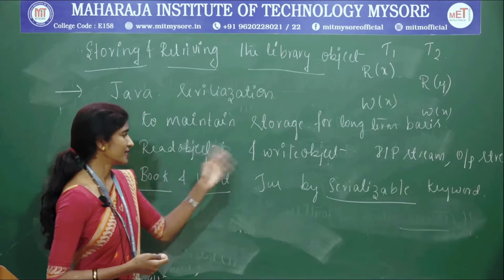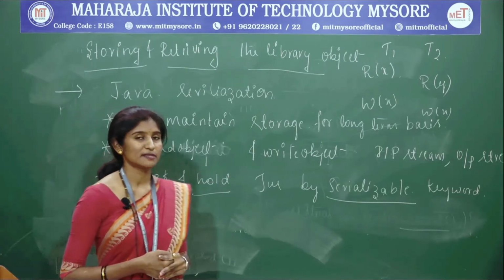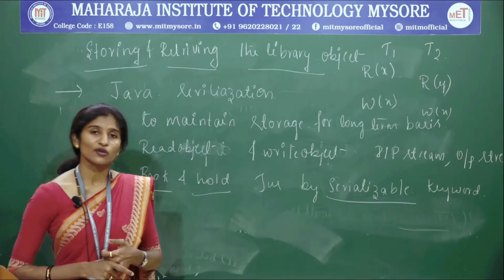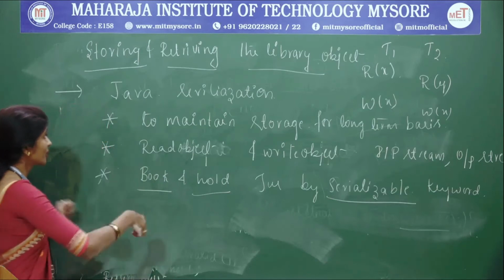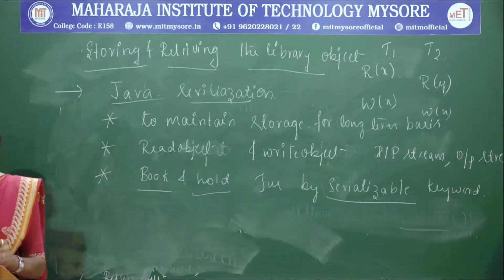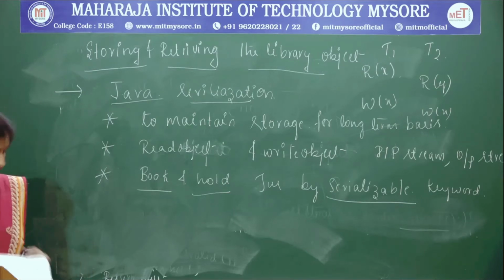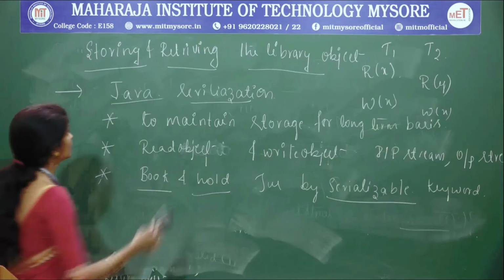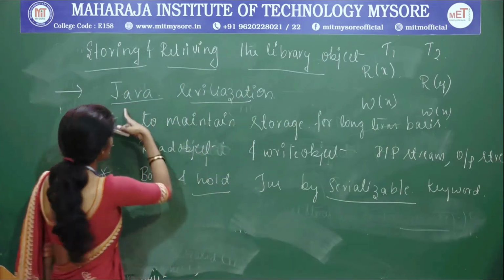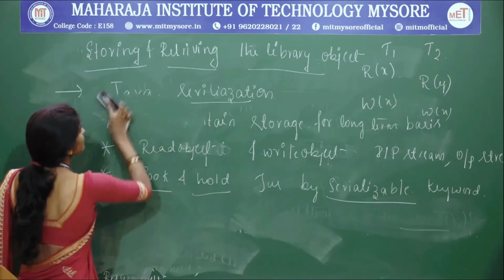So instead of these read and write objects, input and output streams and all, if you just put the serializable keyword before the classes, then it is going to avoid the conflict. That is what we are going to study in Java serialization. Next, under storing and retrieving the library object, the first point was Java serialization. Now we'll see the second point in the same topic.